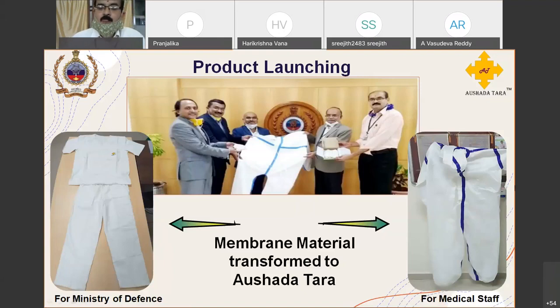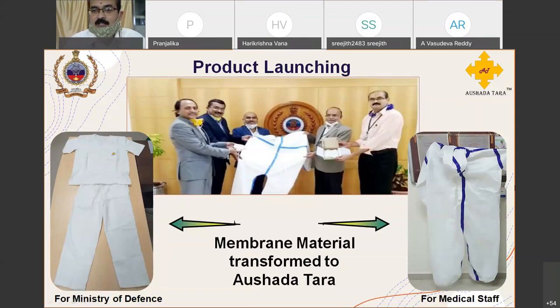So it should undergo this test called the splash resistance test. The splash resistance test is 120 millimeter mercury of blood. Mimic blood will be splashed on the fabric and it should not stain the fabric. So that's the test. And we got approved by SITRA, the South Indian Textile Research Association. They give the certification. We got that done.